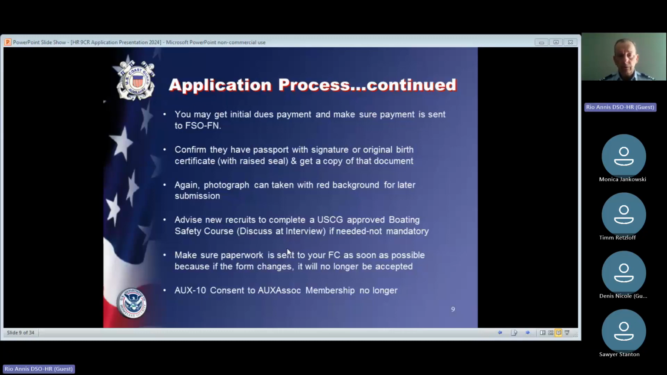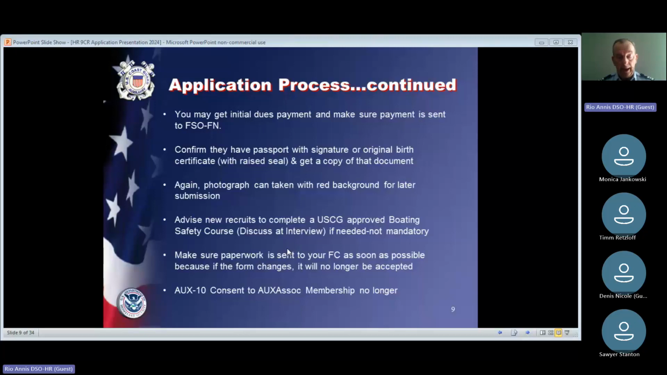Make sure your paperwork is sent to your flotilla commander as soon as possible, because if the form changes, it may not be accepted. I know we went through a period back in 2021. We went from the 0515 form to a 0321, and then within a month, the 0421. And there weren't notifications that came out on that. It just changed. But we were lucky to get through some of the old forms through a short grace period. So you just want to keep that in mind.